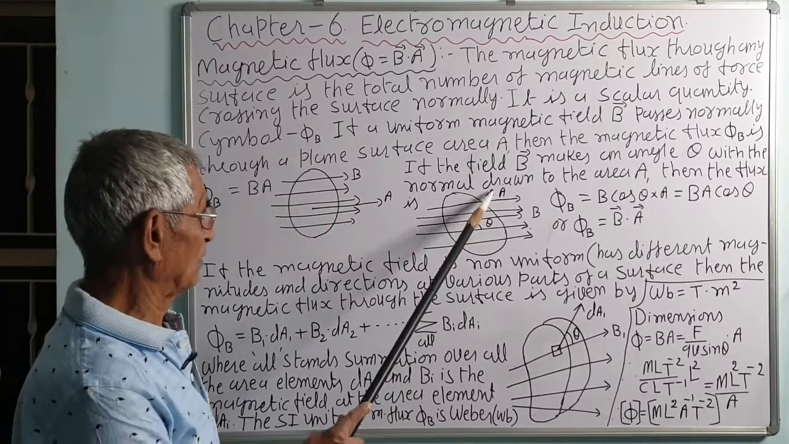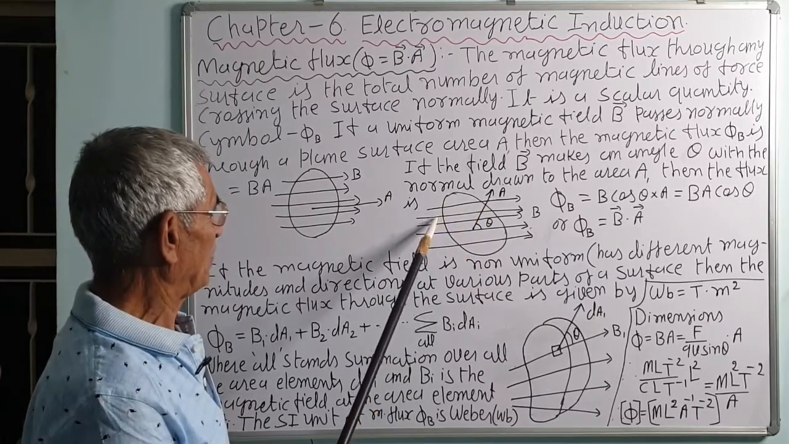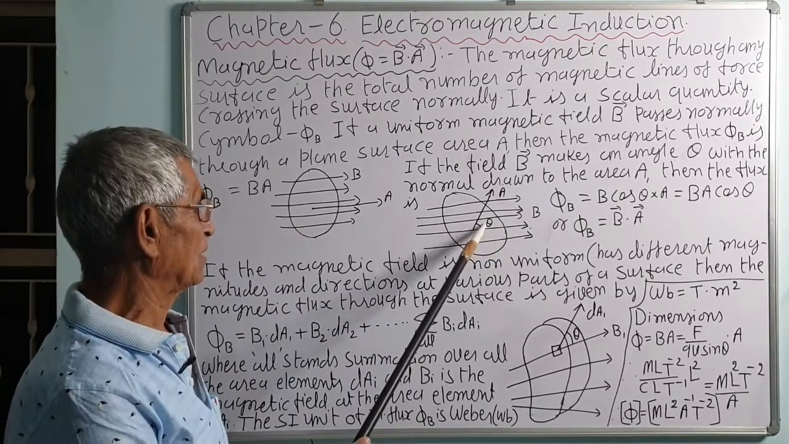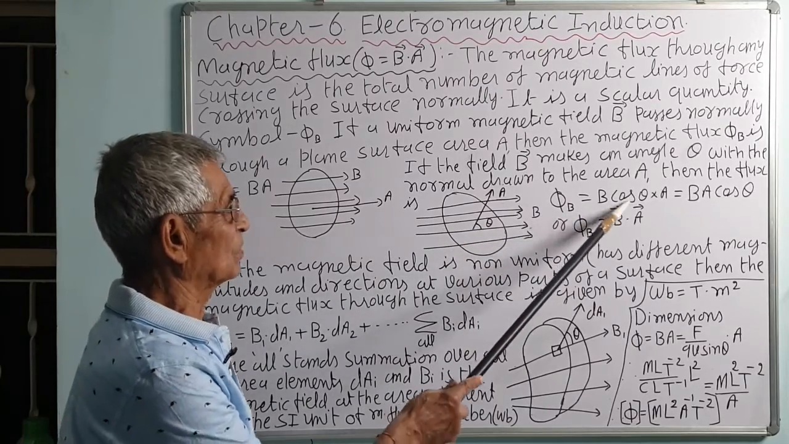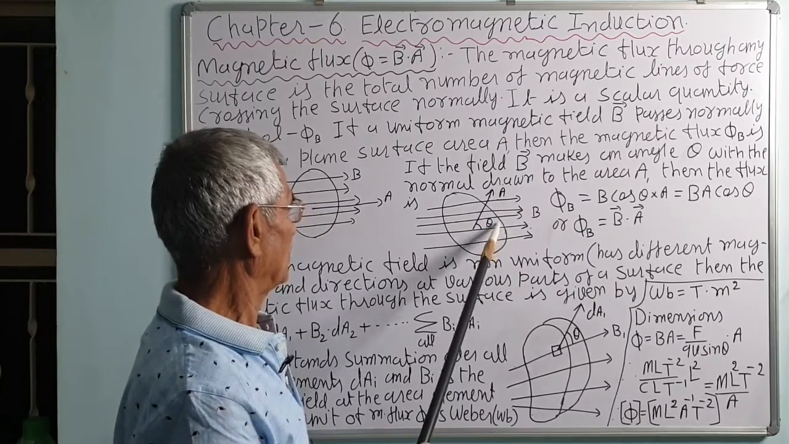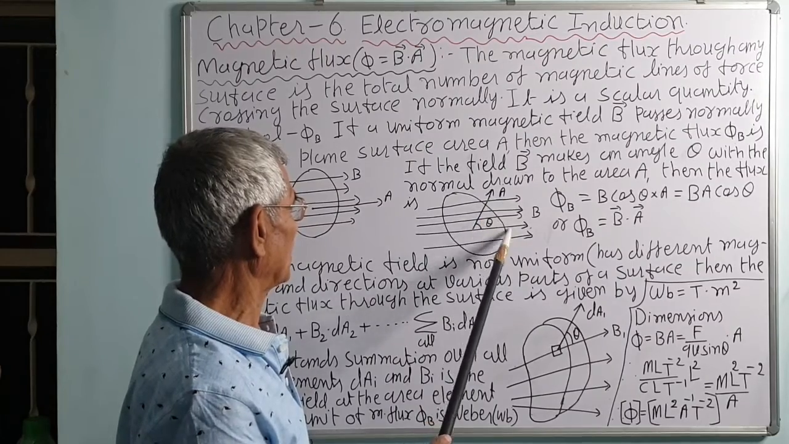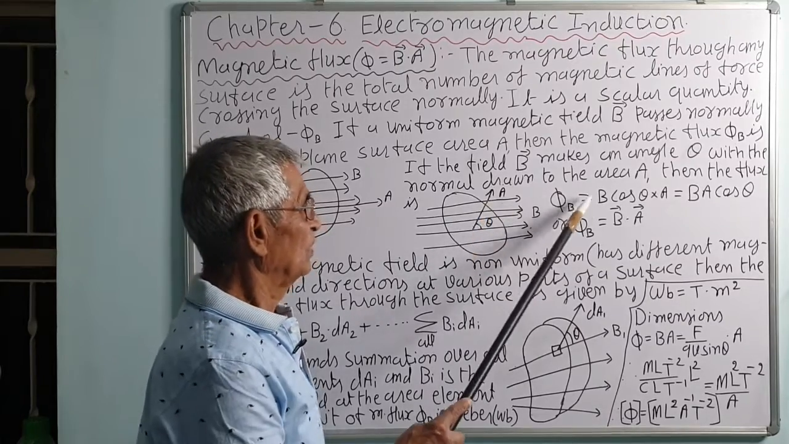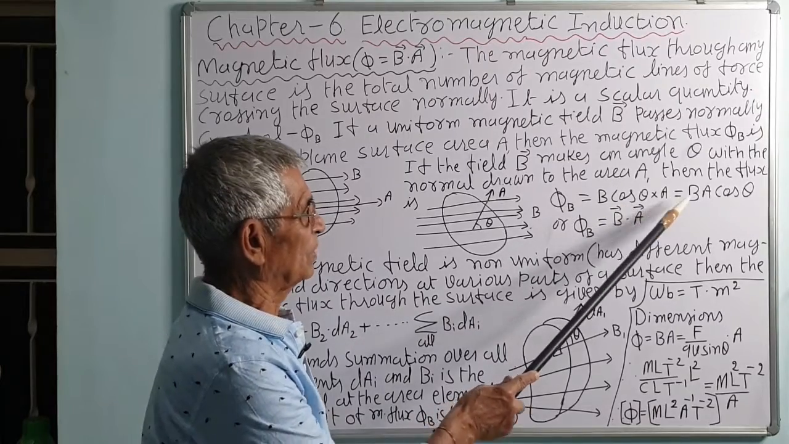If it is at some angle, this is the area vector of the surface, and the magnetic field is in this direction. So the magnetic field B makes an angle theta with the area vector A, then flux is given by the component of B along A, that is B cos theta. You can draw the normal, this right angle, so this component will be B cos theta in the direction of A. So the flux phi B is given by B cos theta into A, that is BA cos theta.